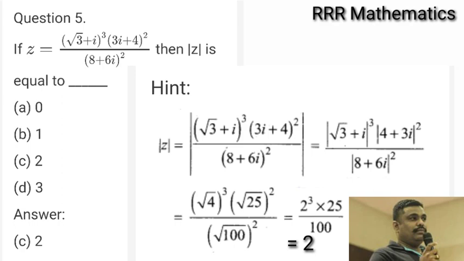So finally, we will get root 4 whole cube as 2 power 3, that is 8. Root 25 whole square as 25, divided by root 100 whole square as 100. When you simplify, finally we will get 2. So in this case, option C, 2, is the answer. Got it?